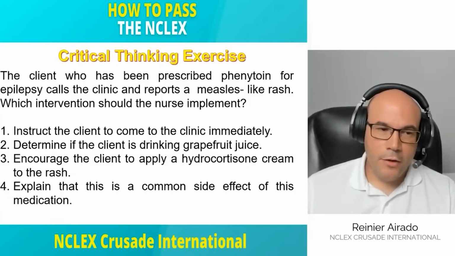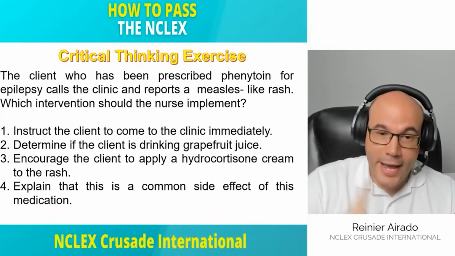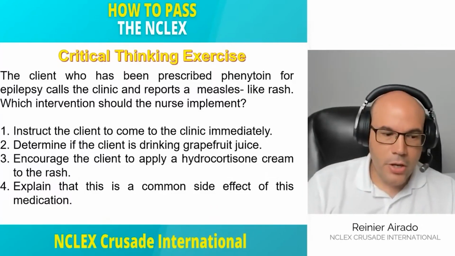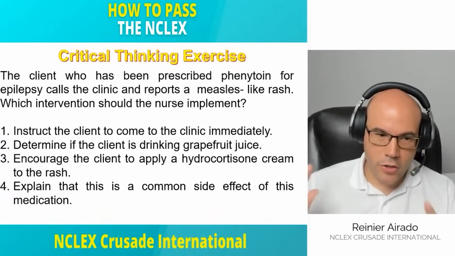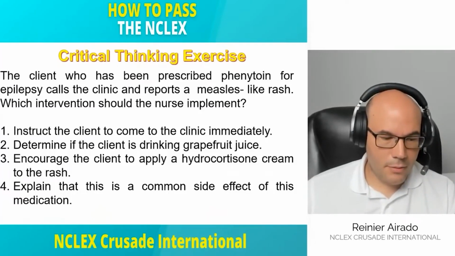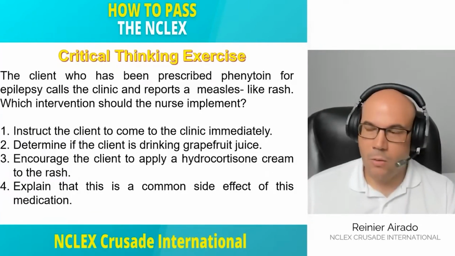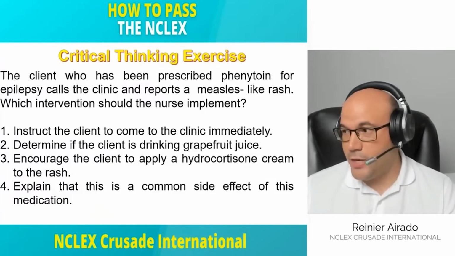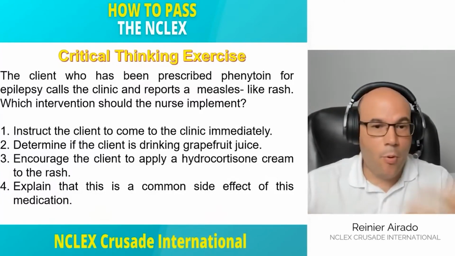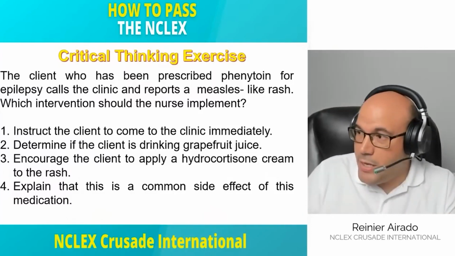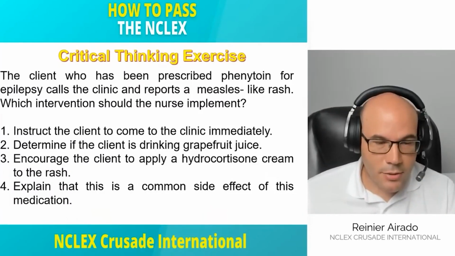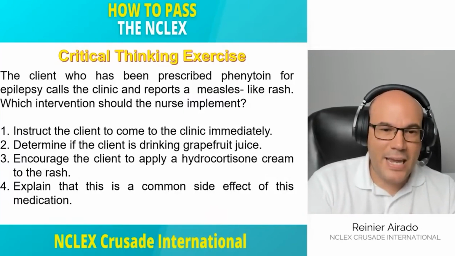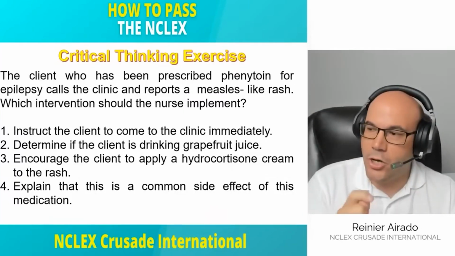Okay? For several reasons. Number one, unless it says a pediatric patient, a 5-year-old, an 8-year-old, a 9-year-old, it is always an adult. First reason. Second reason, this patient called the clinic and reported something: "Hey, I have this measles-like rash. I have this rash on my body." So after the nurse receives this information, what should the nurse implement?